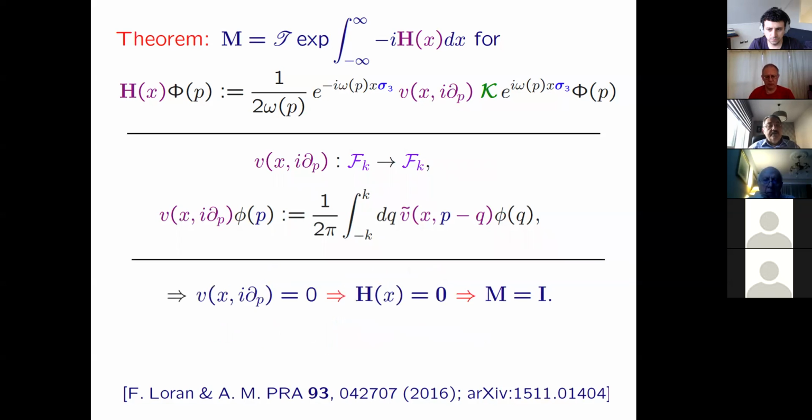Looks complicated, but is it useful? One of the things you can immediately see is that if this integral operator acts on this function space as the zero operator, then this is zero, that makes H zero. And if H is zero, then M is one, because the series expansion terminates after its first term, which is the identity. And this I will use later.